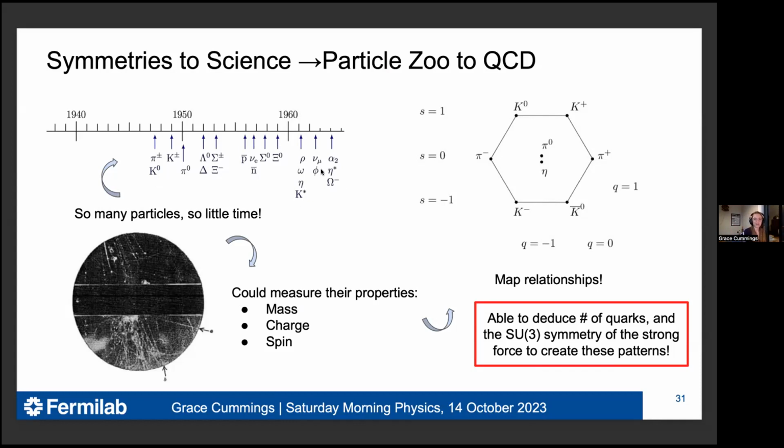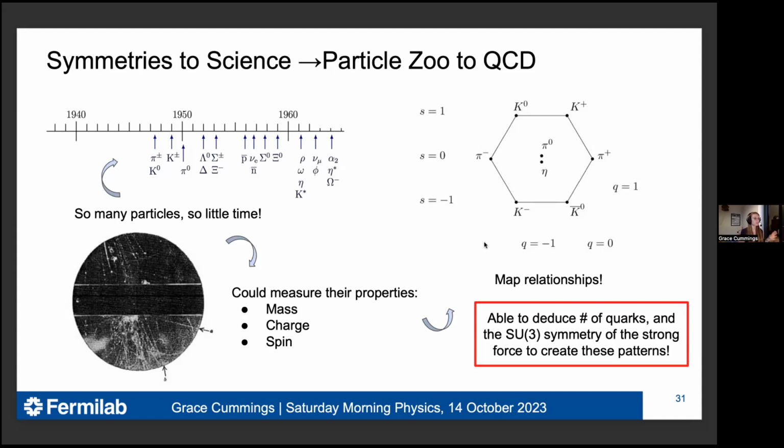And we end up having all these new particles, and people were really in a rush to understand how they related to one another. But when you discover them, you can measure things about them. You could measure their mass, their charge, and their spin. And because of these things, you're actually able to map relationships between them. Because of the relationship between all of these different particles, which was called the eightfold path at the time, we were able to deduce that they must be related to one another through an SU3 symmetry.